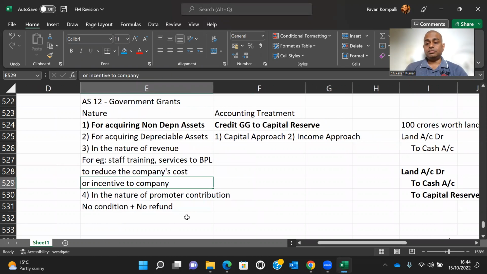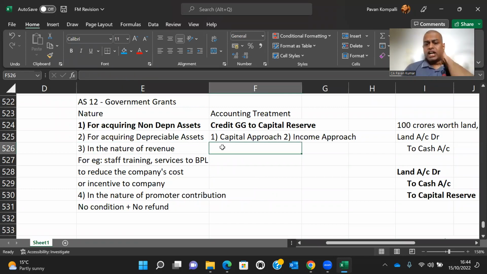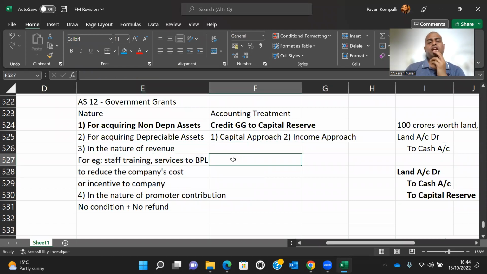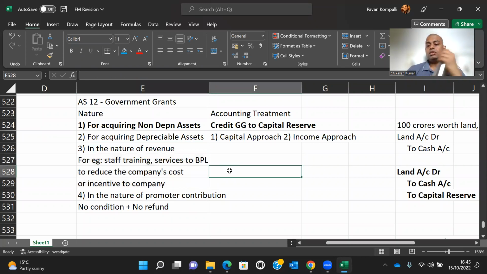Okay, now you tell me 3. Deepak Rajas is saying perfect revision, sir. Thank you. Now you tell me 3. What should I do? Should I take it to capital reserve or should I take it to P&L? Is it relating to one particular year? What should I do here? For 3, what should I do? Hello, I'm asking a question. I'm expecting an answer. For government grants in the nature of revenue, what is the accounting treatment? P&L, khatam.